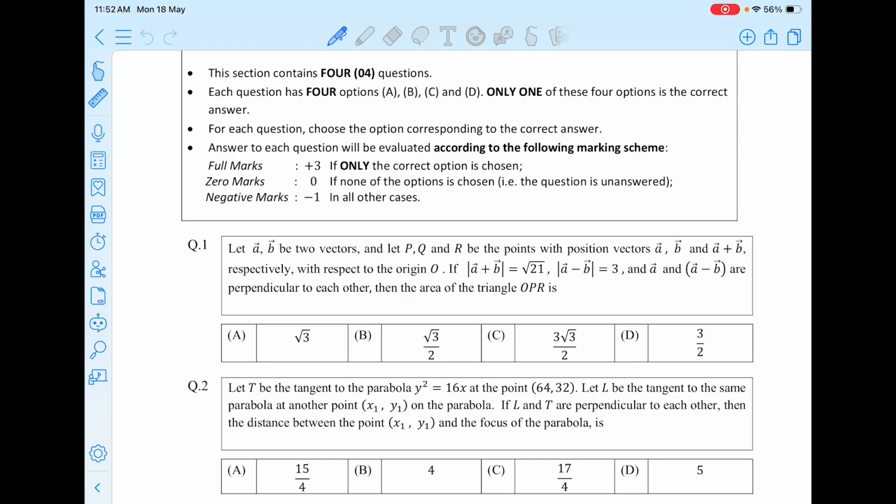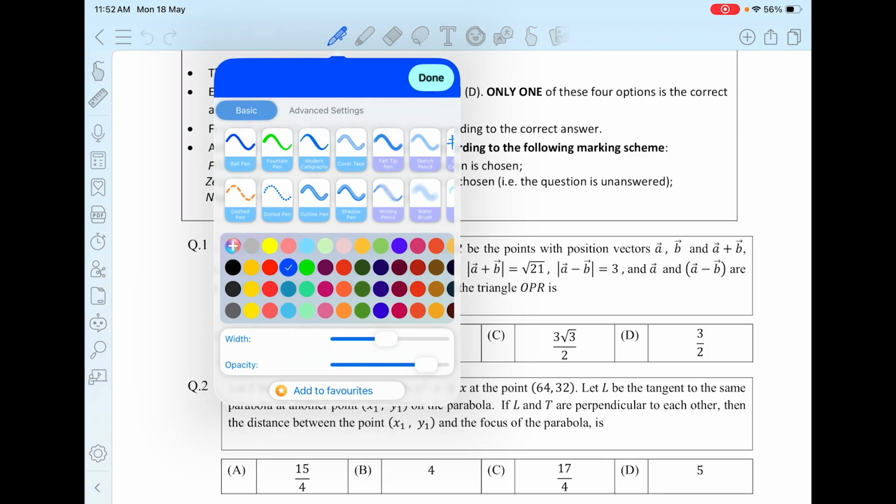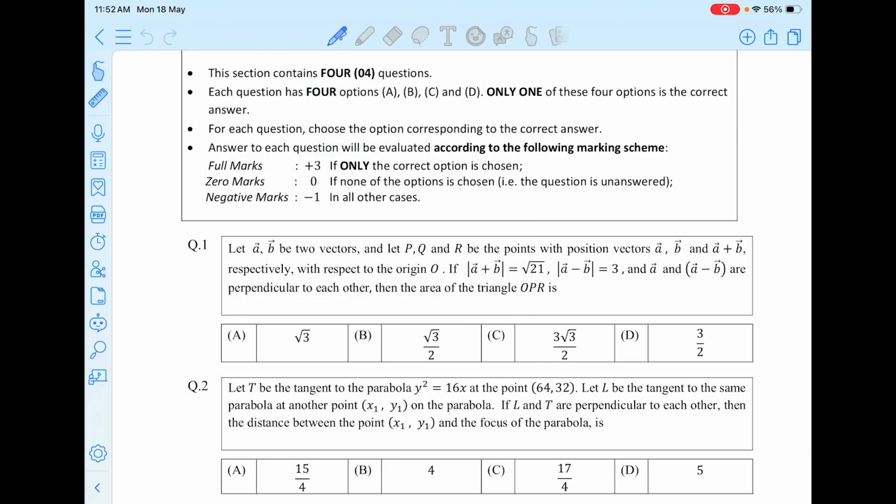JEE Advanced Paper 2 had 18 questions, but the questions were not that lengthy. From a mathematics point of view, JEE Advanced Paper 2 was slightly on the easier side. I can say that it was a scoring subject in Paper 2. If you compare physics, chemistry and mathematics, mathematics was relatively easy.